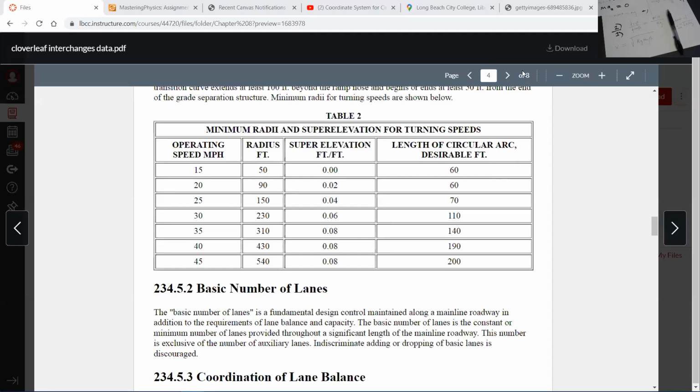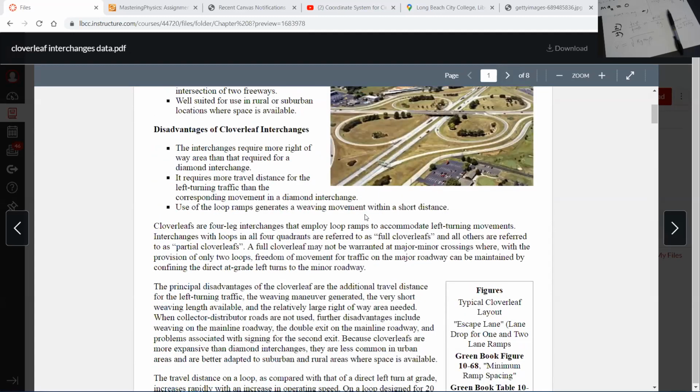I didn't actually have to do any digging on the web because there's a file that's already on Canvas. I made something of a lab activity out of this in previous semesters, but this is in the Chapter 8 files, Cloverleaf Interchanges data. I think this was from a government website, but it's got some actual civil engineering information about real freeway interchanges. Let me show you a picture here of the, yeah.